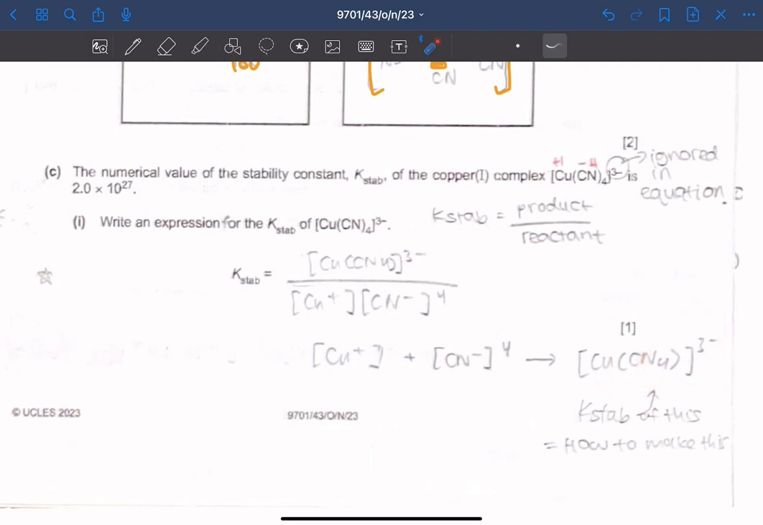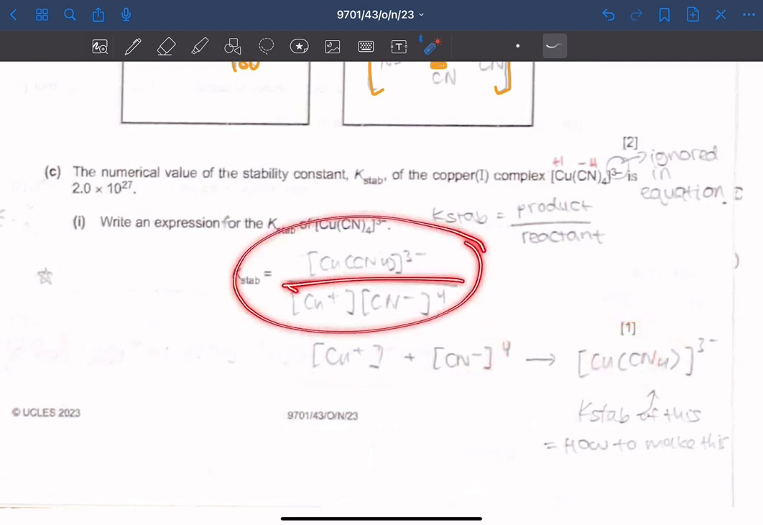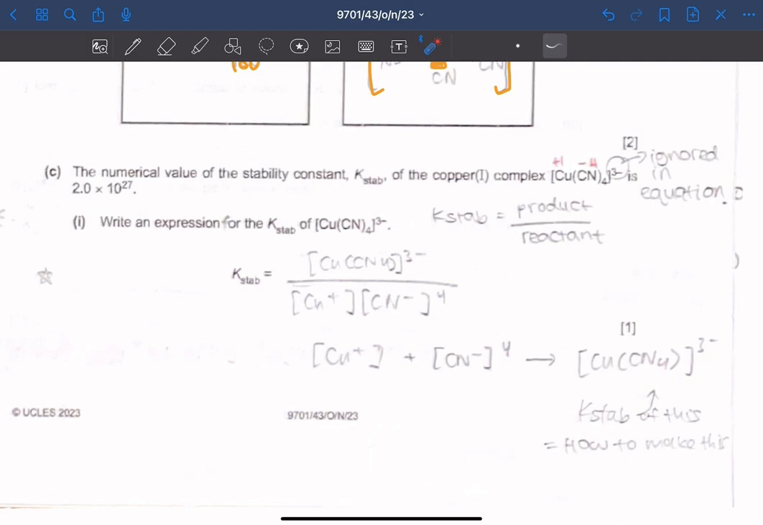So for every constant that we learn, it's always products over reactants. So we do products over the reactants, as you can see here. Okay, this question is pretty simple. Okay, moving on to the next question.